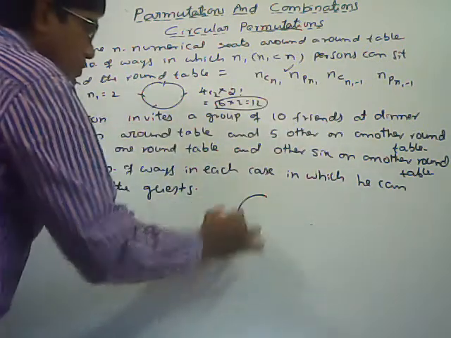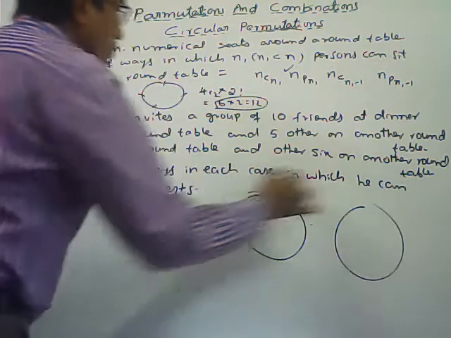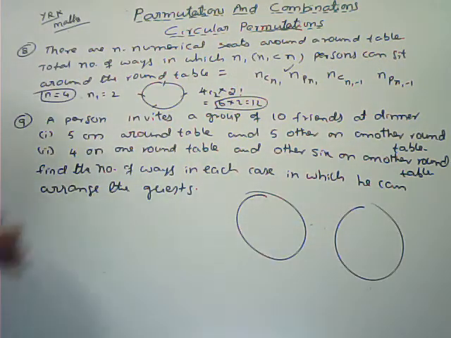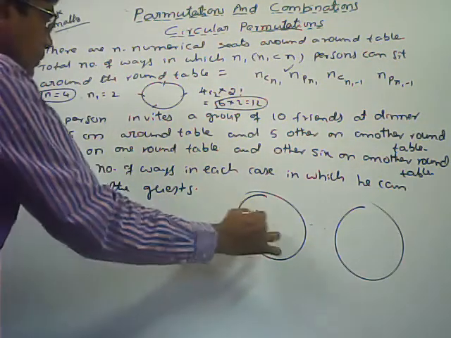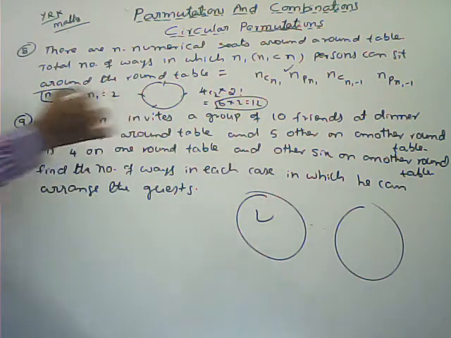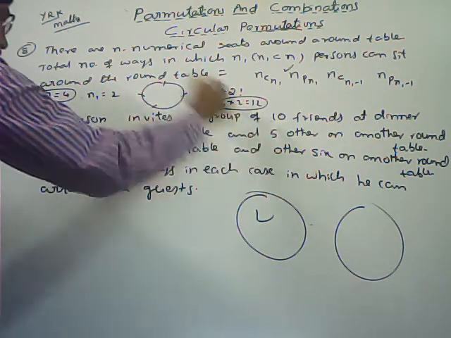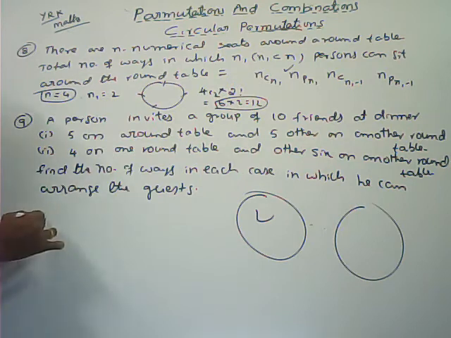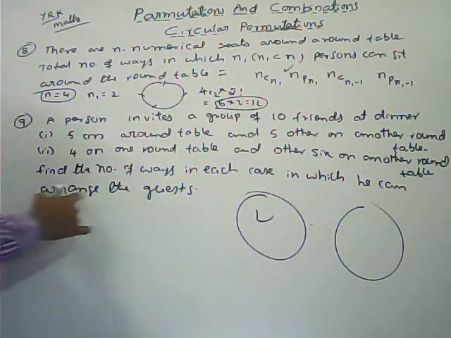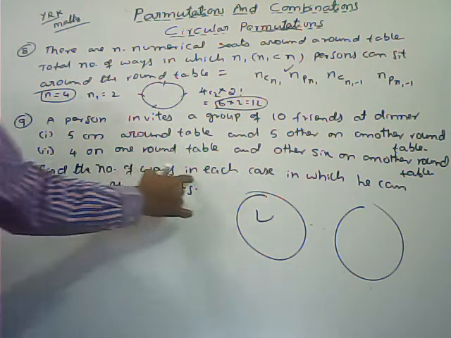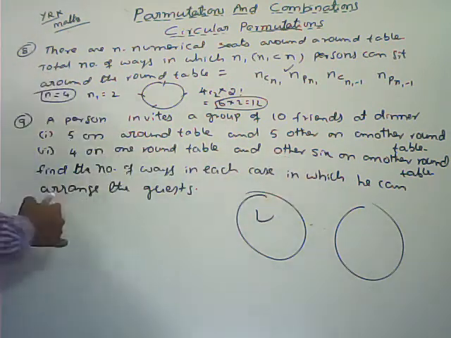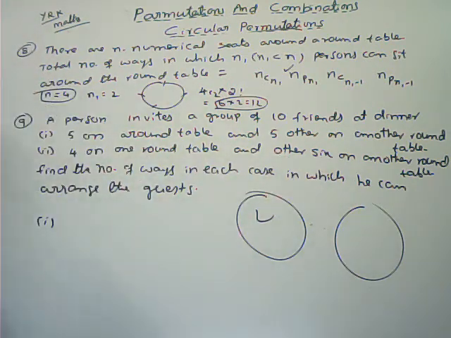Here 2 round tables are there. In both the round tables, 5 are there. In this, 5 members have to sit, and in that, 5 members have to sit. Total how many are there? 10 members are there. The first one. Here the host is not included. Find the number of ways in each case in which he can arrange the guests only. The host is not included here. So he is arranging the guests who have come, the 10 members only.